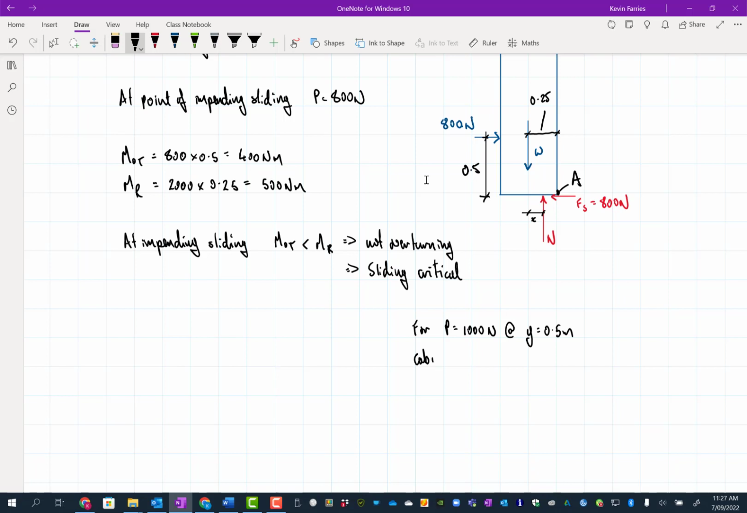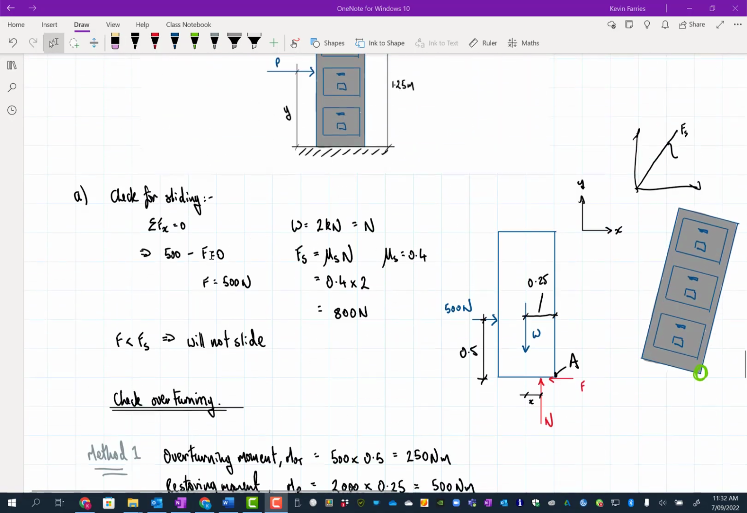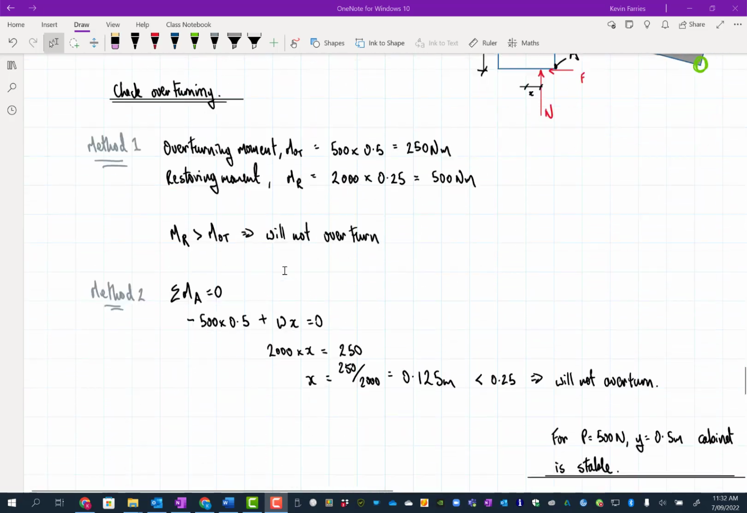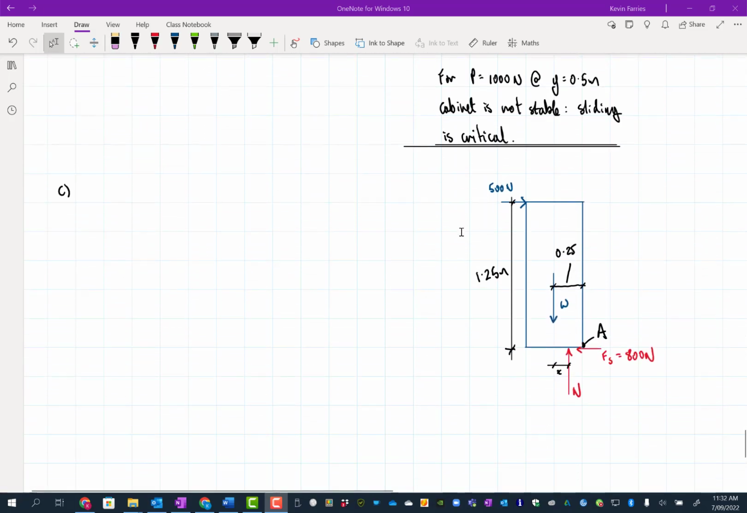Cabinet is unstable, is not stable. We can say sliding is critical. So one more part to do, which is just we're applying a 500 Newton load higher up at 1.25 meters this time. And then we'll have a look at what the critical mode of failure is this time. And we'll figure out whether it's stable or not.